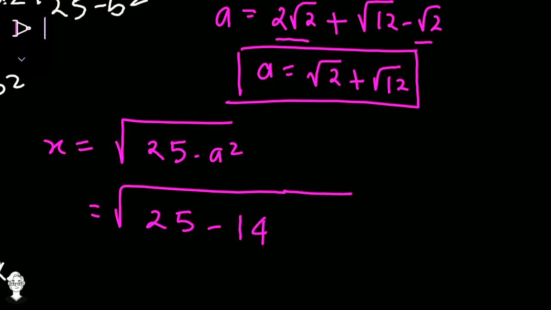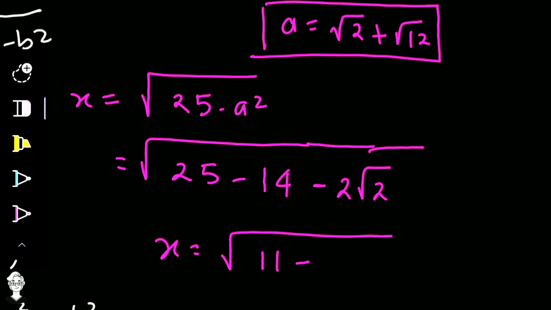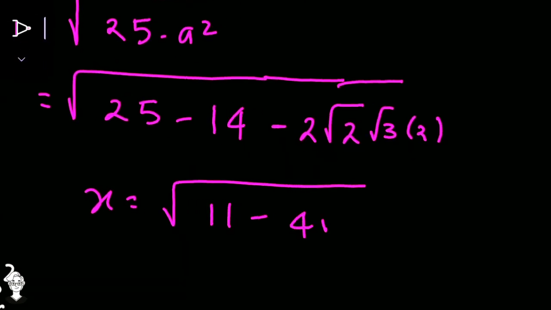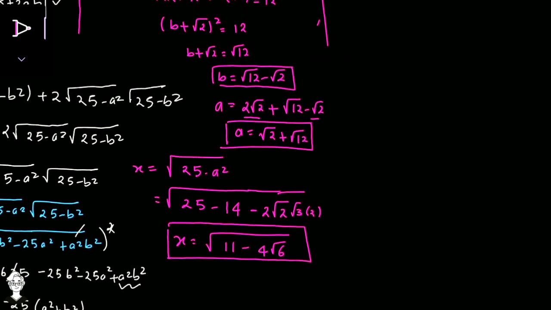Yes, 2 plus 12 is 14, and minus 2 times square root of 2 into square root of 12. So X is equal to, over here it would be 11 minus, over here I can observe square root of 12 is nothing but square root of 2 into 2 into 3. So it can be written as square root of 3 into 2. So it would be 2 into 2, 4 times square root of 6. Yes, this is the value of X. Square root of 11 minus 4 under root 6.